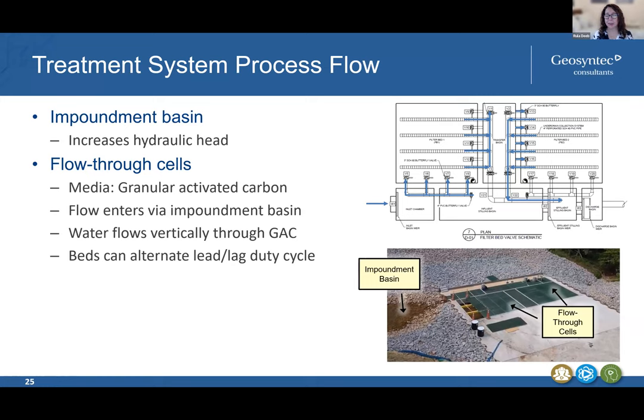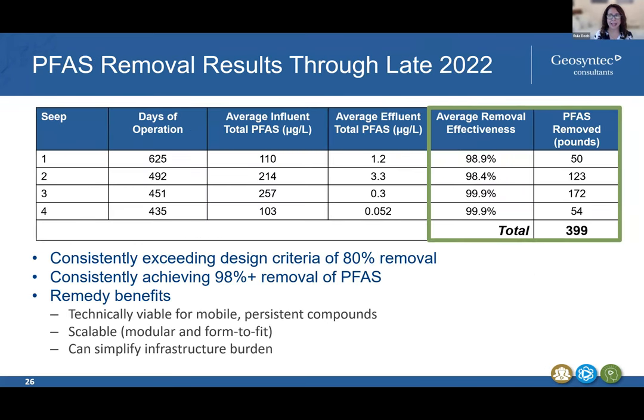And again, the beauty of the system here is we were able to rely on gravity to capture the flow. So it was a very low cost system. The goal here was to minimize cost and maximize efficiency. Plus, we had only 6 months to design and operate that system.